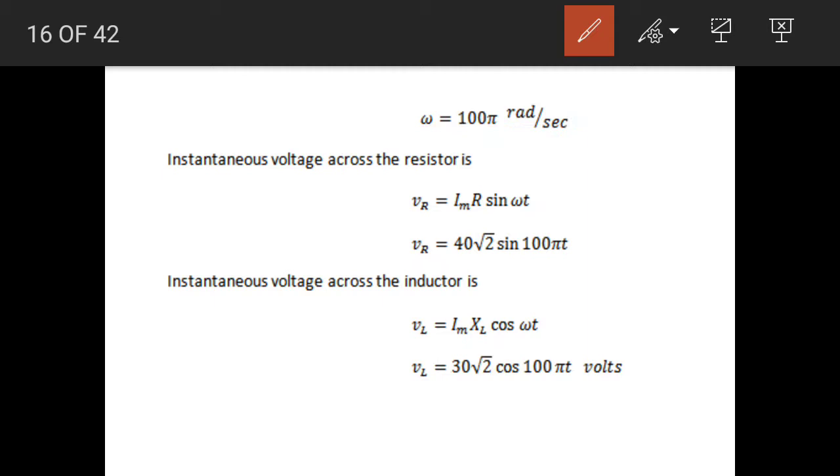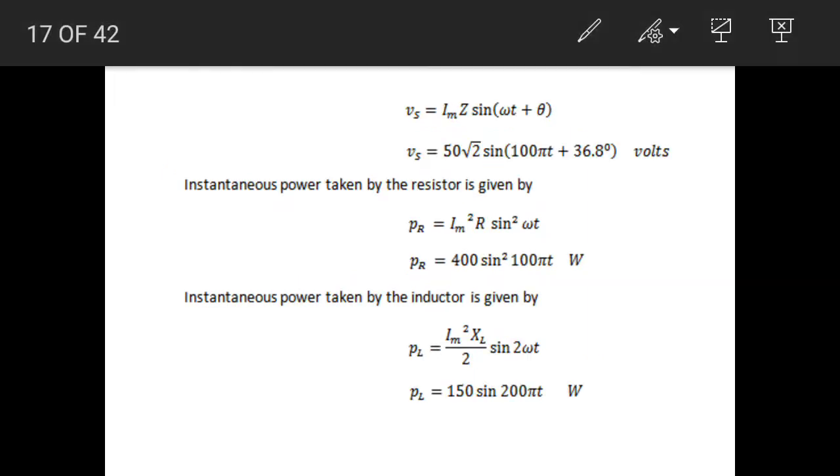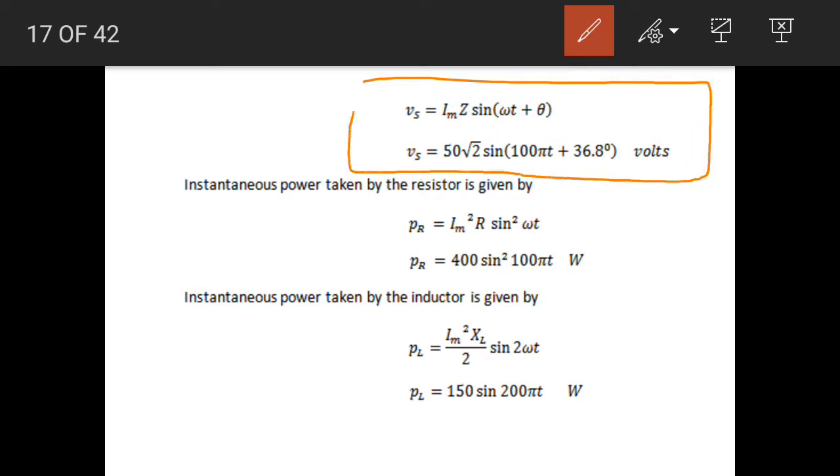Now let us calculate the voltage across the source. We calculate the voltage across the source with the help of this equation. The voltage across the source will be equal to Im Z sine of omega t plus theta. If we put the values on the right hand side, we get 50 under root 2 sine of 100 pi t plus 36.8 degree, and here is the maximum value of the AC voltage across the source, that is 50 under root 2.